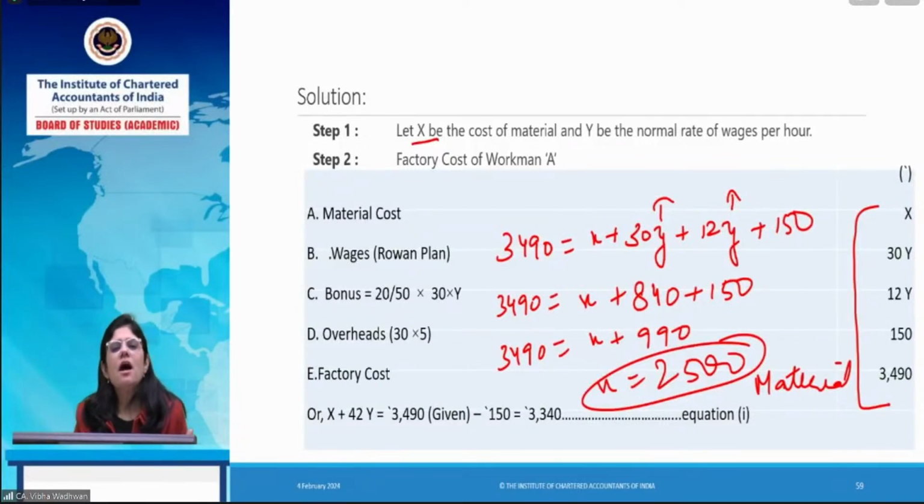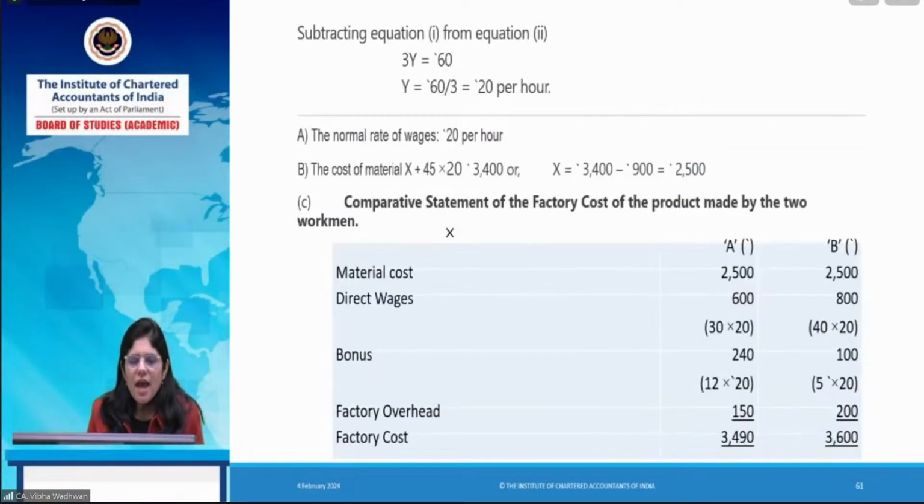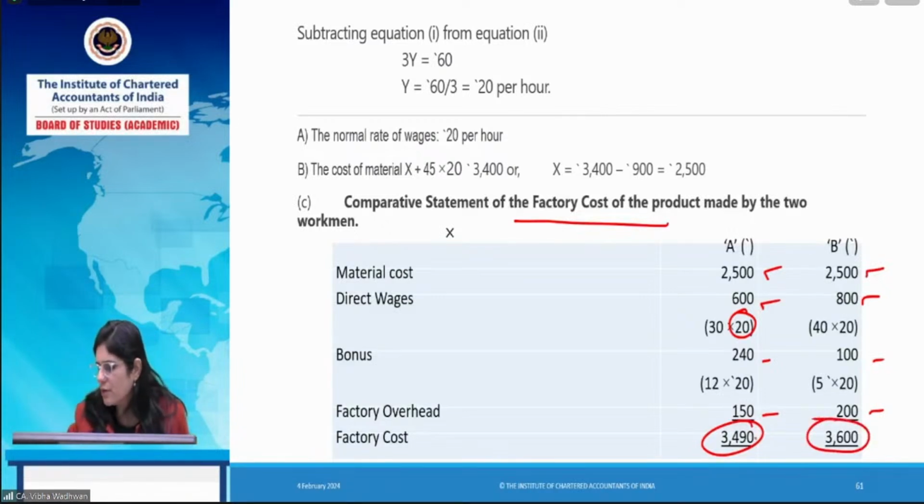So this is how it is done. A very good question for practice. This is clear. So now we can calculate the factory cost. Material cost is the same. Wages, the normal wages as per the rate per hour, and this is the bonus. This is factory overhead, and this becomes the total cost, which was already given in the question. Clear? So this is how it is done.